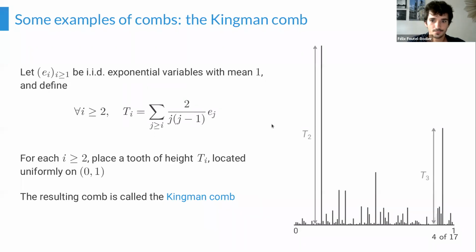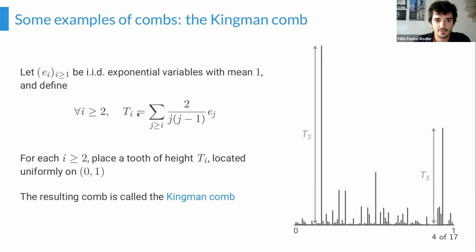Okay, and so maybe a few concrete examples of combs, so that the definition is clear. Let me first describe what we call the Kingman comb. It's constructed out of an IID sequence of exponential variables. Then you first need to define this T_i according to this summation. Those of you who know Kingman coalescents recognize the waiting times of a Kingman coalescent.